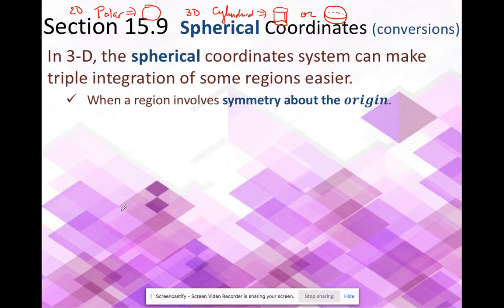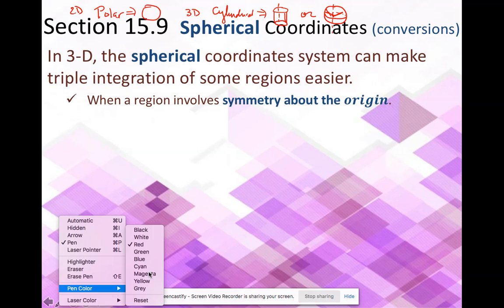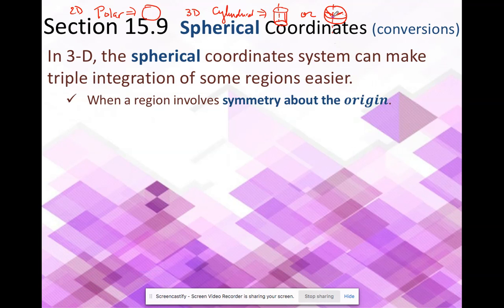Firstly, oftentimes this is convenient when your region involves symmetry about the origin, right? Instead of symmetry around the entire z-axis, just symmetry around the origin. I'm going to define a distance from the pole, or the origin, out to the sphere as being rho, not the rho from density. This is distance from the origin.